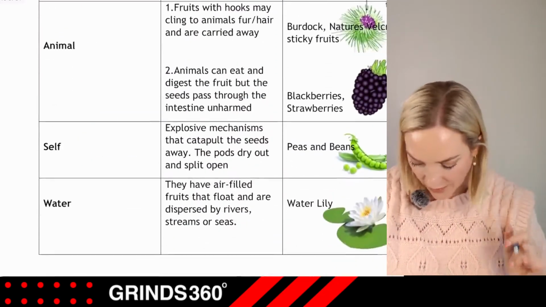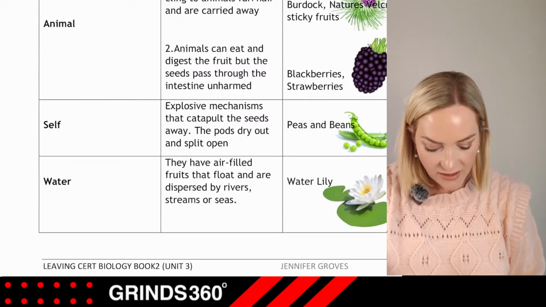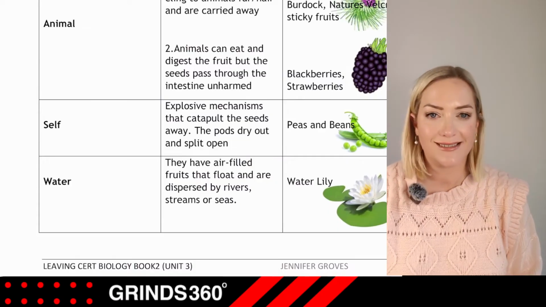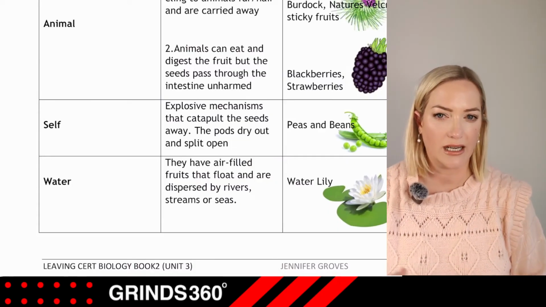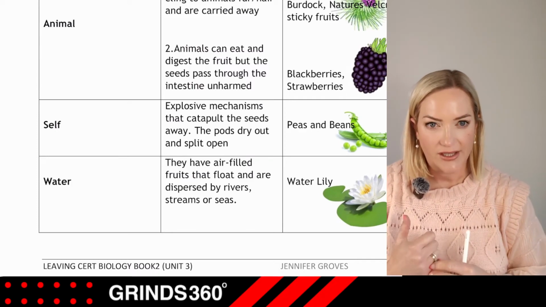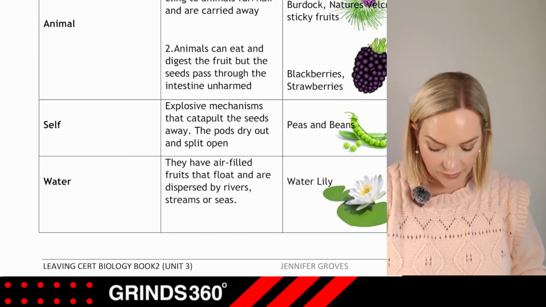And then your last example here is water. With water, your example would be water lily, and they have air-filled fruits that float on the water, and that disperses them down the stream. So now let's look at a question that could be asked with seed and fruit formation and dispersal.